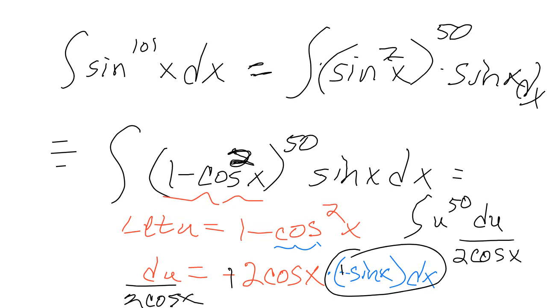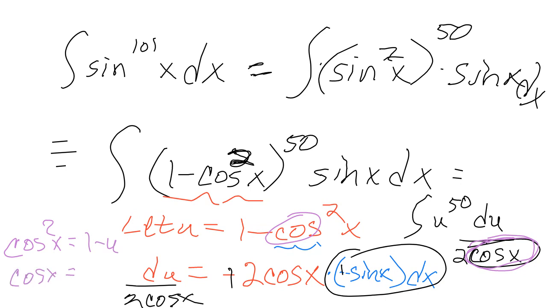Thank you. Okay. Anyway, I can pull that 2 out front as a half, right? But the question is, how do I rewrite cosine x in terms of u? And I can do that. I'm going to use purple here because I need everything in terms of u. I'm running out of time here. But basically, if I solve this for cosine x, what do we get? We get cosine squared x is 1 minus u, right? So cosine x would be plus or minus, because you took the square root, of 1 minus u. Of course, we can assume it's the positive one.